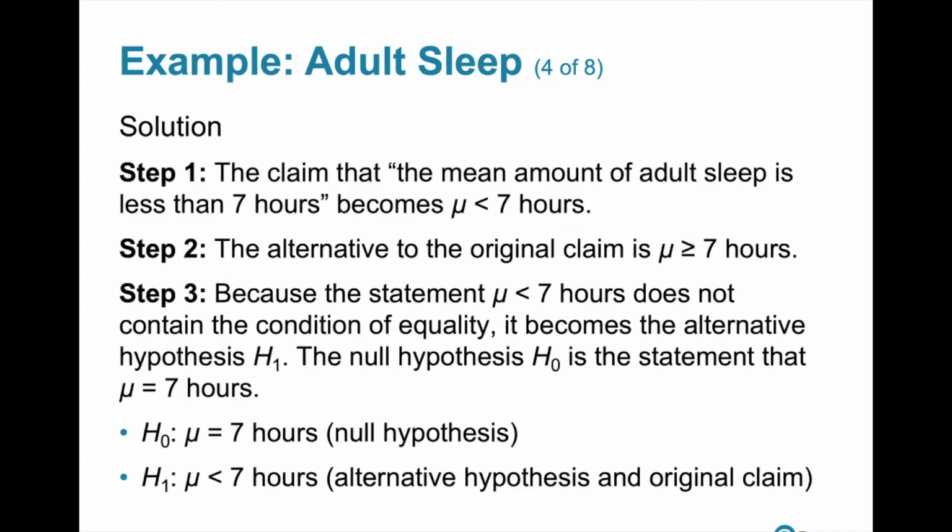All right, so let's go ahead and do our hypothesis test. First step, the claim that the mean amount of sleep is 11 hours becomes mu is less than 7. Step 2, the opposite of that statement would be that mu is greater than or equal to 7 hours. Step 3, the statement that does not contain equality becomes the alternative hypothesis. So that would be mu is less than 7. And our null hypothesis is going to be that mu equals 7.